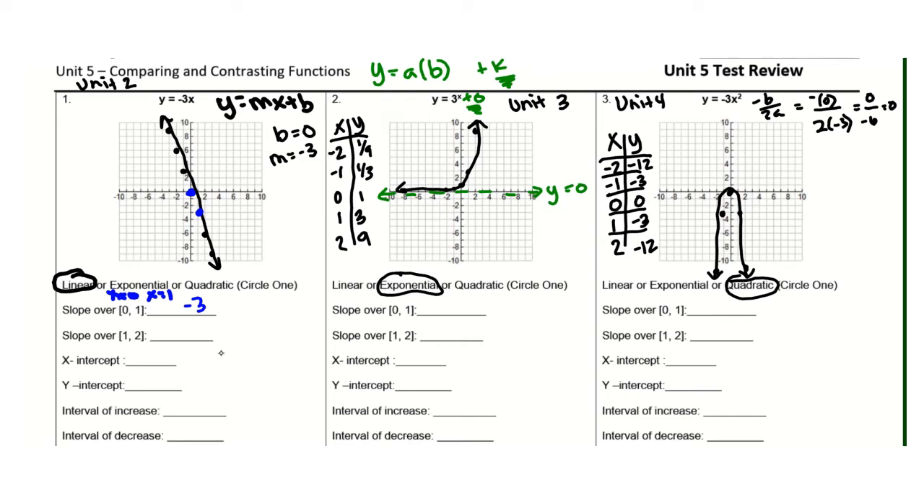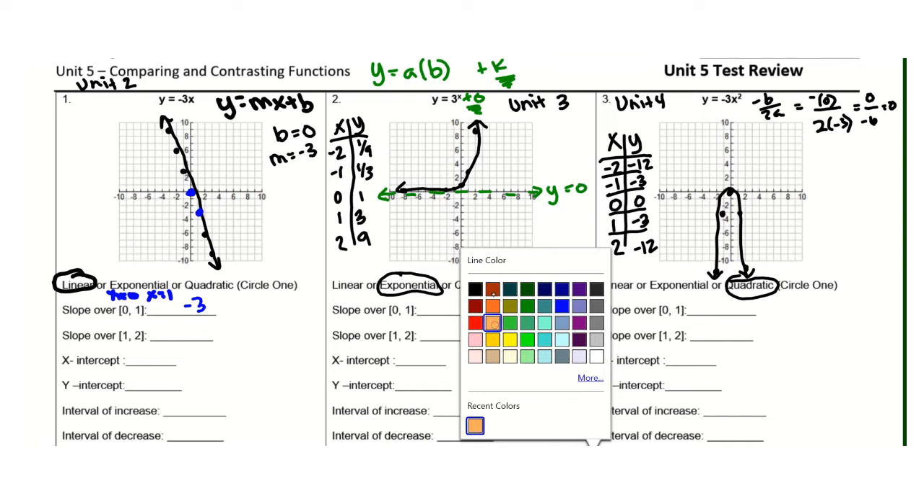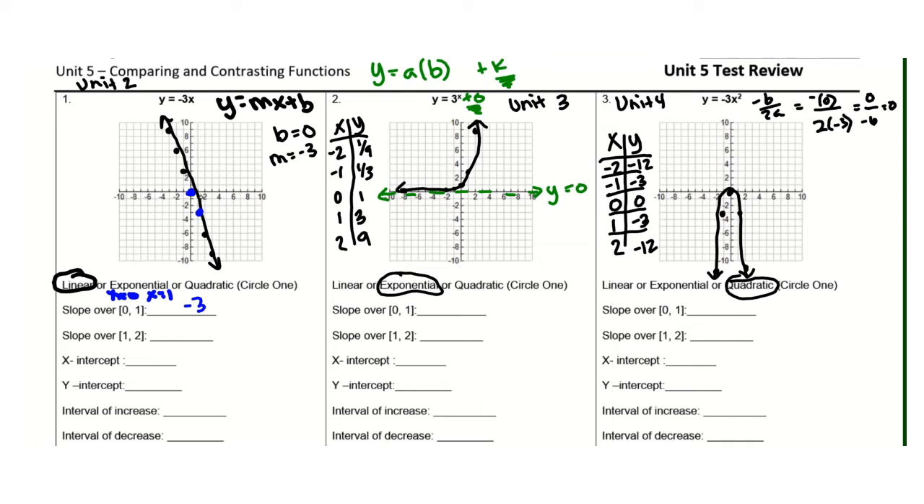Then it wants me to find the slope over the interval from 1 to 2. So now from 1 to 2, well, we said 1 was here, and now 2 is here. So now I'm finding the slope between these 2 points. Again, I'm going to use rise over run. So I'm going to go down 1, 2, 3, and to the right one. Negative 3 over 1 is just negative 3.